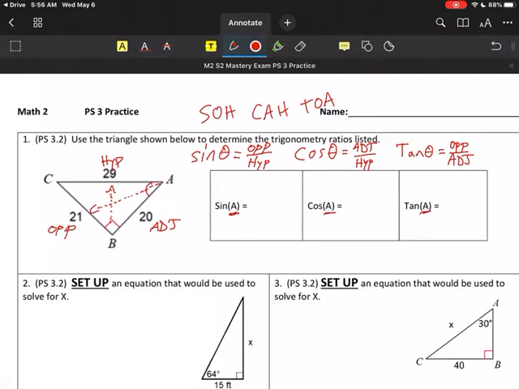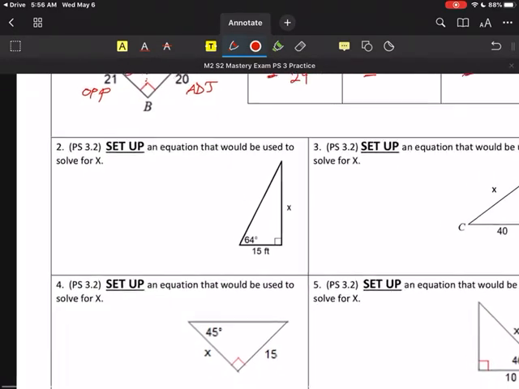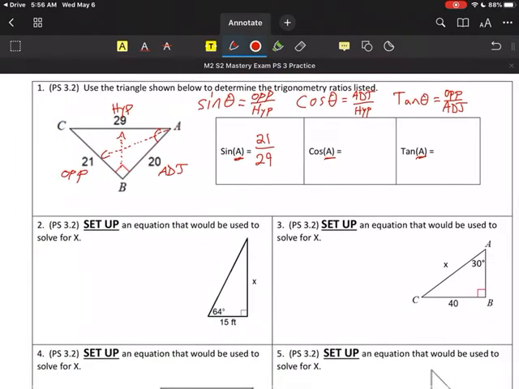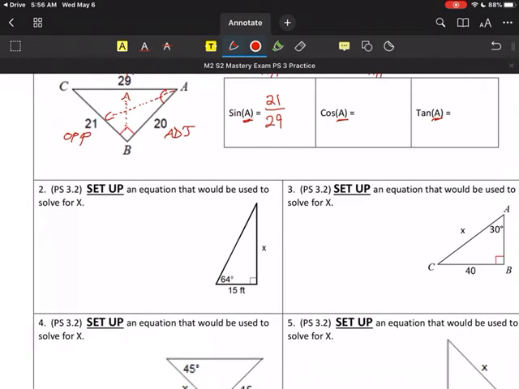So opposite over hypotenuse, you take the number that's opposite, put it on top. I'll give you sine. So opposite is 21 over hypotenuse, which is 29, and you're done. Okay? That's it. So you finish up the cosine and tangent. For the setups, you follow the same exact pattern. We just have to figure out, well, which one am I using? Sine, cosine, or tangent?